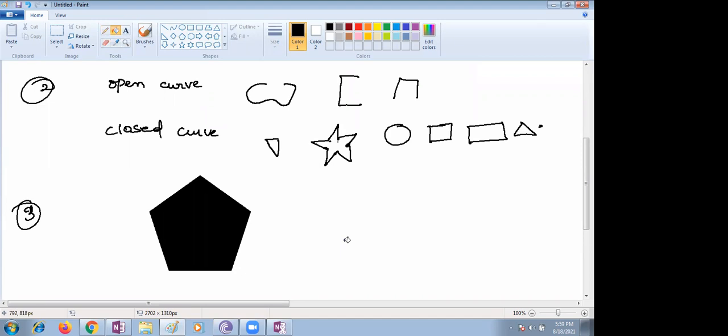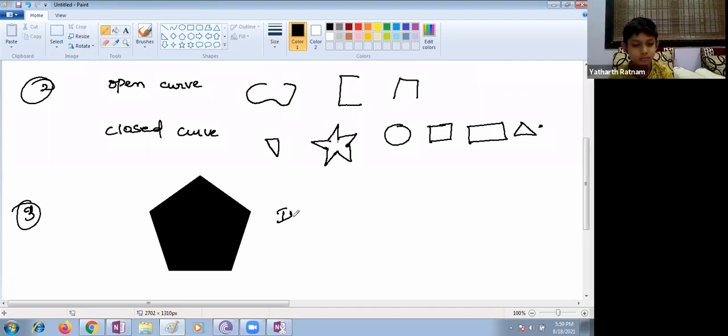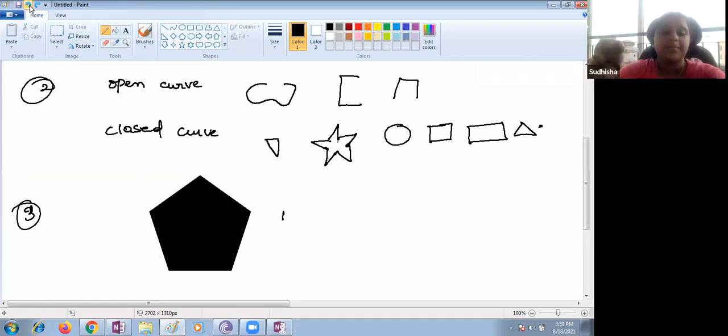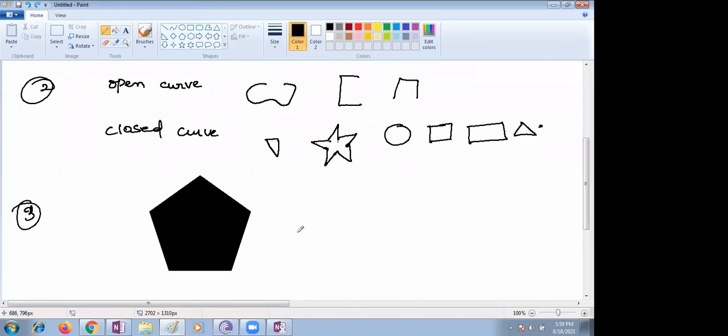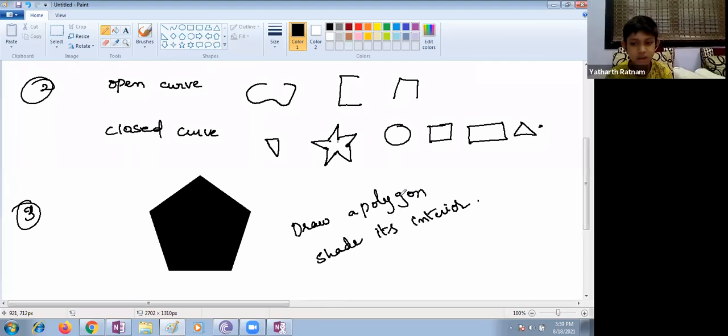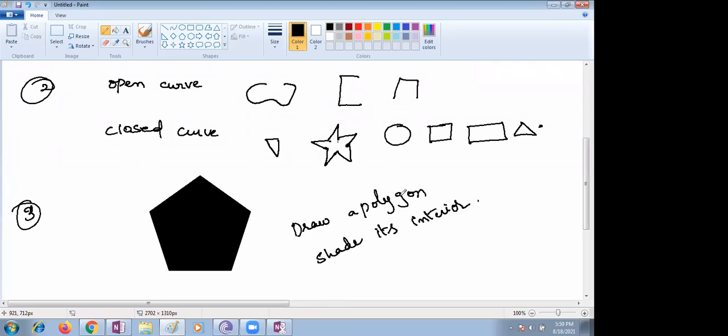Now the interior I colored, children. Draw a polygon and shade the interior. Interior means inside portion, and exterior means outside. We are unable to shade the outside portion, the background. The question is: draw any polygon, not only five-sided, and shade its interior. Interior means inside region. That's all, children, you can complete till here.